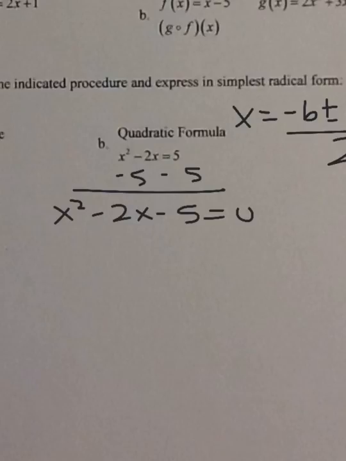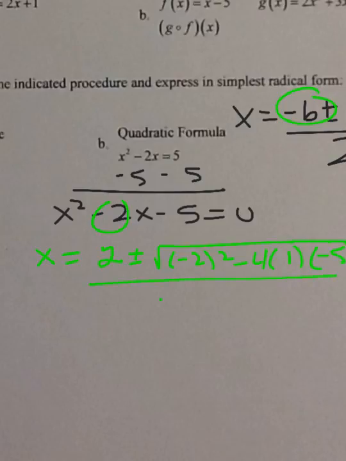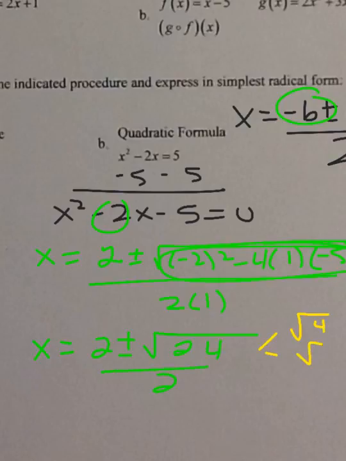All right, so I have x is equal to opposite of what b is, so it's going to be a positive 2 since that's negative 2. Plus minus the square root of negative 2 squared minus 4 times a is 1, c is negative 5, over 2 times 1. x equals 2 plus minus the square root. Just plug this whole thing in your calculator under the radical and you get 24 over 2. Let's simplify the square root of 24. That is 4 and 6. The square root of 4 is 2, so I have 2 the square root of 6.